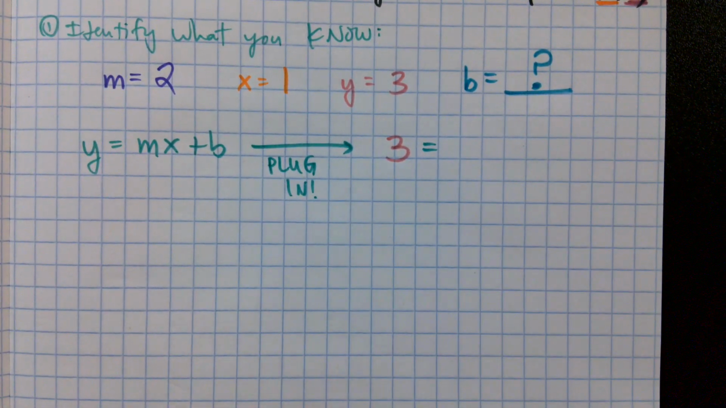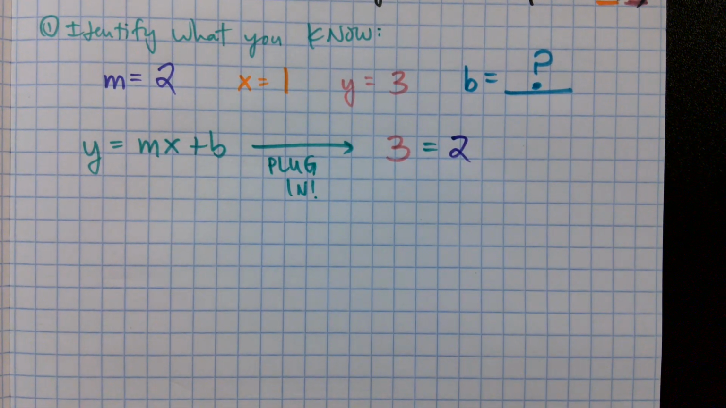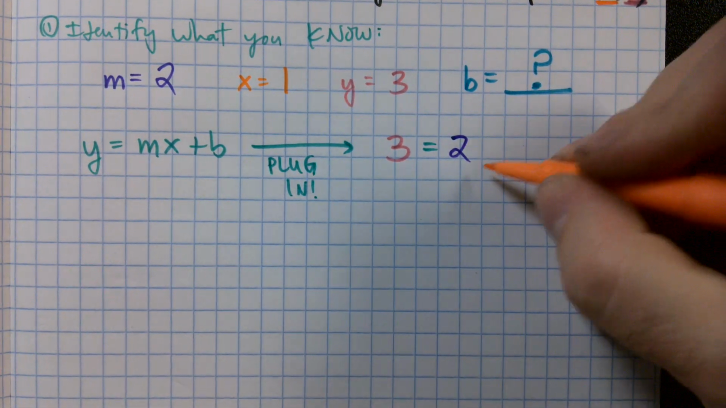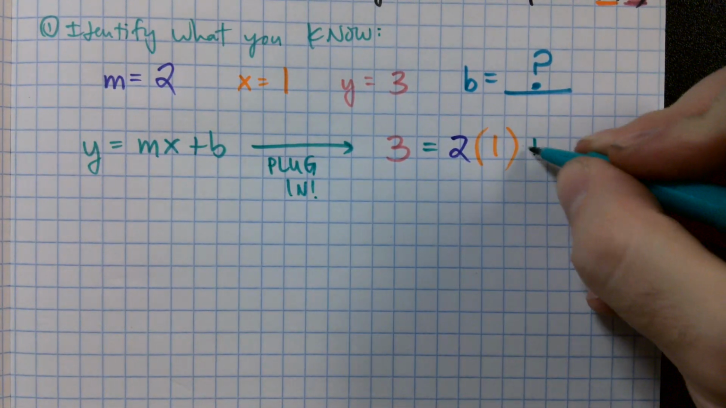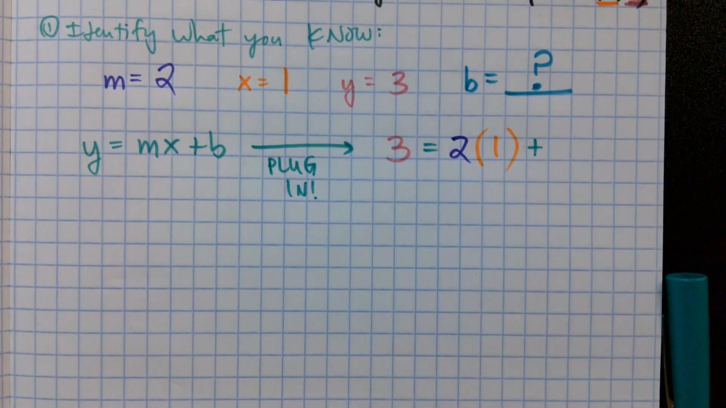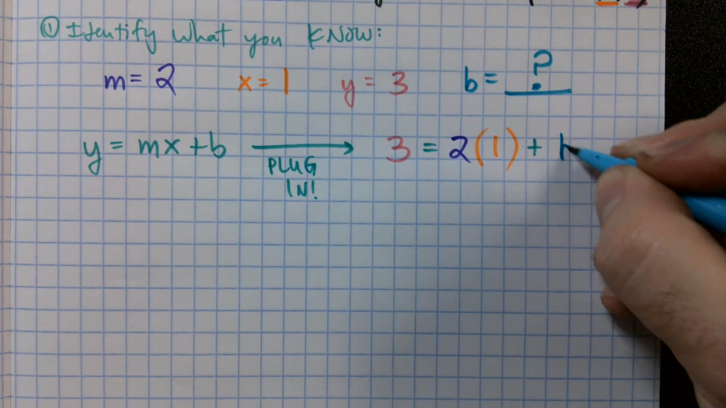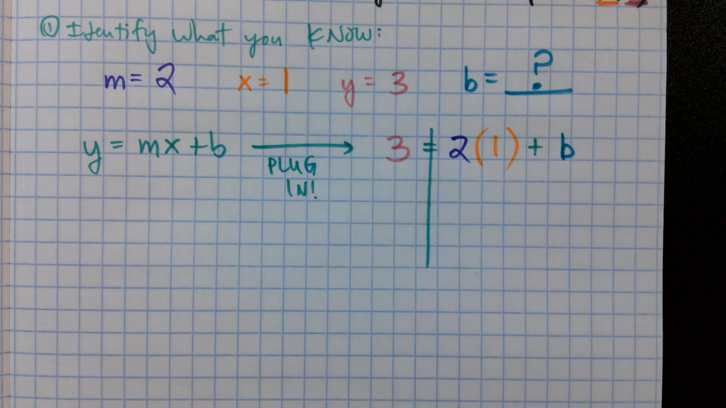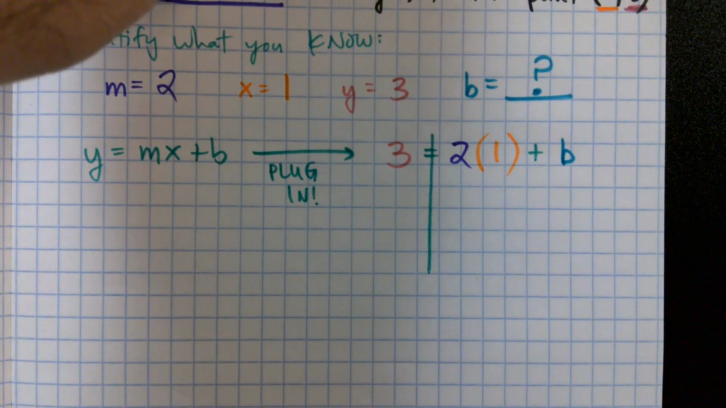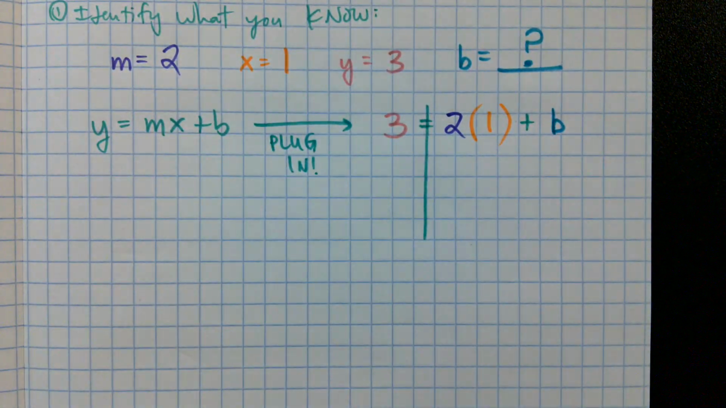3 equals, what am I going to plug in for m? 2 times, what am I going to plug in for x? 1, plus b. Do I know what b is? No. But now I have enough information to solve for b. And hopefully you look at that and it doesn't look that difficult.